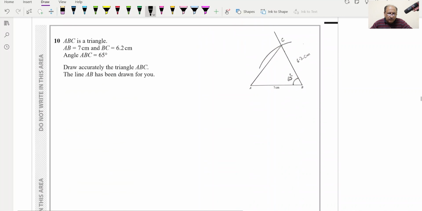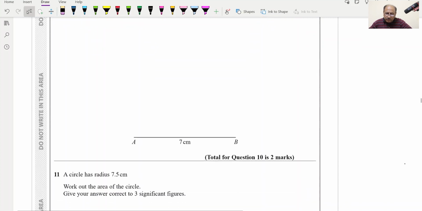3 marks part. Now question number 10. ABC is a triangle. AB is 7 centimeters, BC is 6.2 centimeters. Angle ABC is 65 degrees. Draw accurately the triangle ABC. The line ABC has been drawn for you, and this is the drawing which is not part of the question. This is for your explanation. I have inserted it, I'll explain in a while. Now this is AB, which is 7 centimeters as provided.